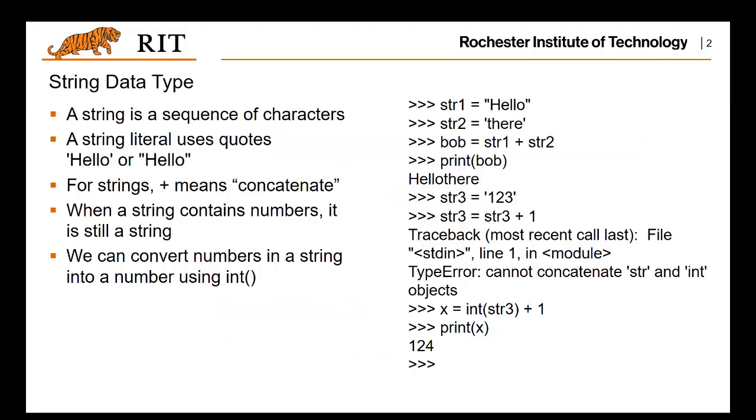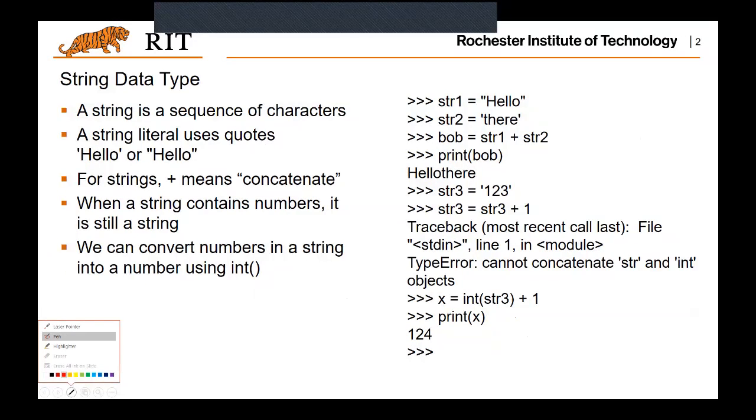So basically, a string is just a sequence of characters, and in Python you use quotation marks, quotes, to represent a string. For example, you could use single quotes or double quotes. Either one is good for a string.